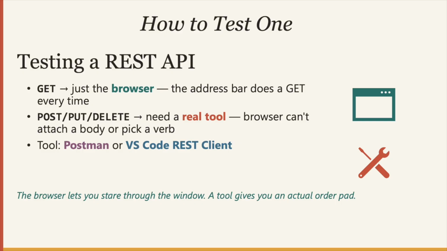So finally, how do you test a REST API before building a front end? Testing GET requests is actually easy. Your web browser executes a GET every time you visit a URL. So you just type the address and read the raw JSON response. But the address bar can only do GETs. You can't fire a POST or PUT there because you can't attach a data body or change your verb.